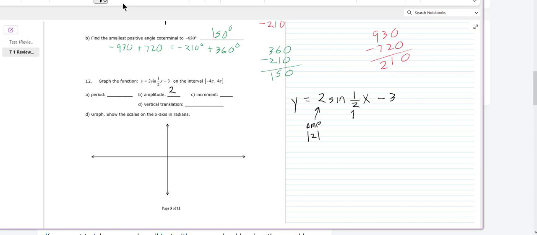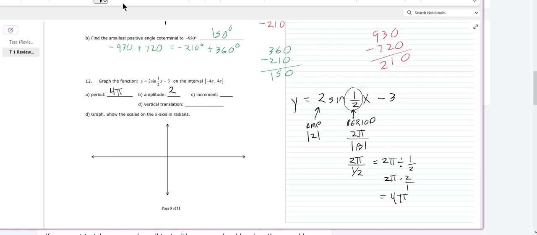Okay. The period, we have a formula, and the formula is 2 pi over b. B is the number in front of x. So you're going to do 2 pi over 1/2, and that's really 2 pi divided by 1/2. So that will be 2 pi times 2 over 1. So that's 4 pi. Okay, so your period is going to be 4 pi. That's how you find an amplitude and a period of a sine or a cosine. We're focusing on just the sine and cosine to begin with here.